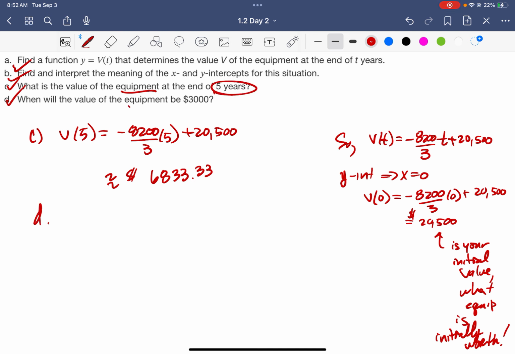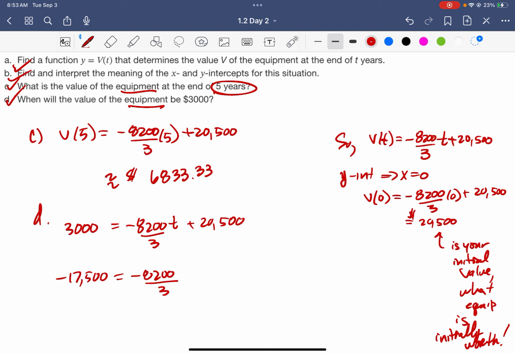So then D, when will the equipment be worth $3,000? Well, in this case, you simply set your output equal to $3,000 and solve. Plus 2,500. So when you do that, you take 3,000 minus 2,500. That's going to be 500, equal to negative 8,200 over 3t.